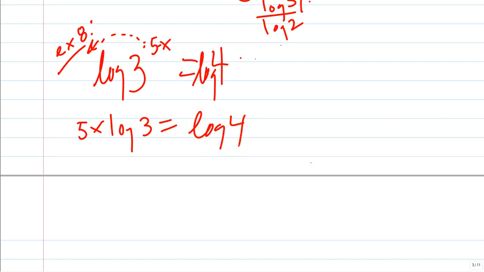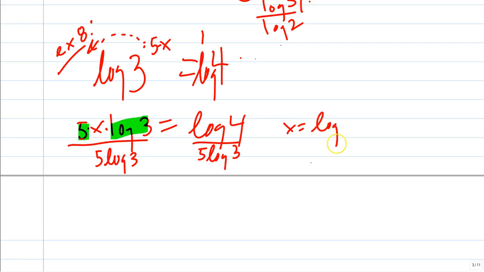Okay. Now x is no longer an exponent. It really is just being multiplied by two things, both the 5 and the log 3. So if I want to get rid of both of those, I can make my life a lot easier by just dividing both sides by 5 log 3. What do we end up with? X is equal to log of 4 divided by 5 log of 3. This is what we would call our exact solution.